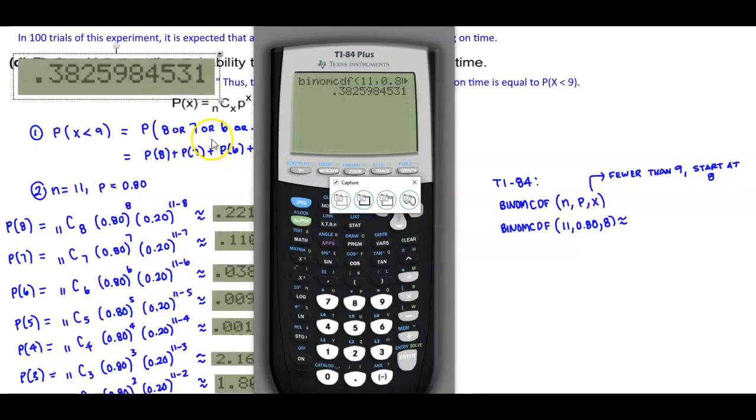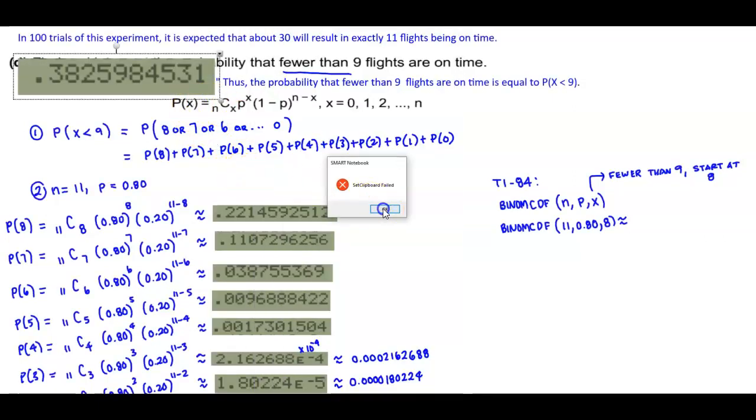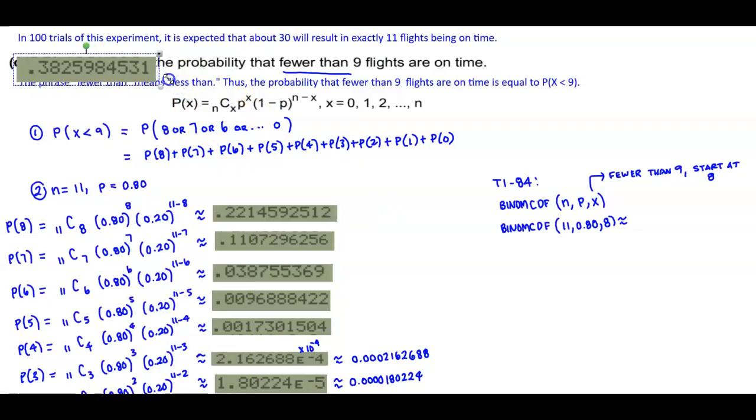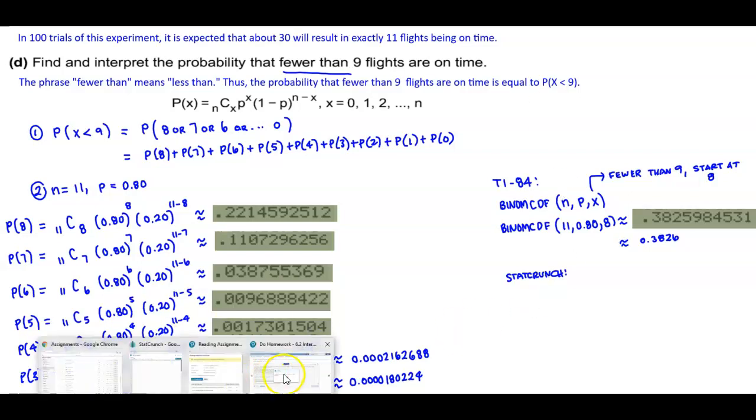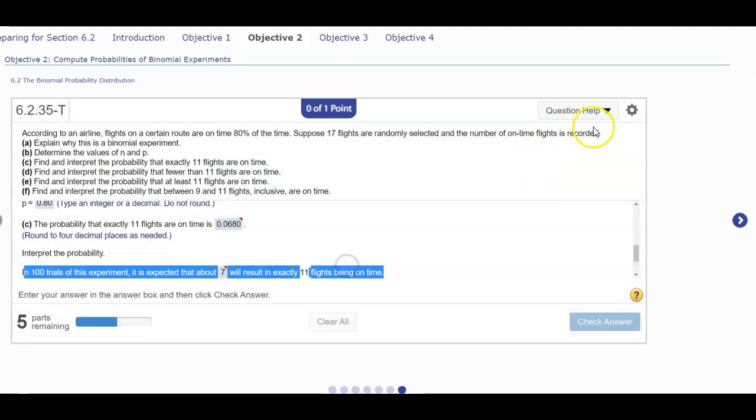So obviously this is going to get us our result a lot quicker than going through each particular one. And so this is our result, and if we round it to 4 decimal places, we're going to get 0.3826. Okay, now if we wanted to use StatCrunch, then we would do the following. Okay, let's go to StatCrunch.